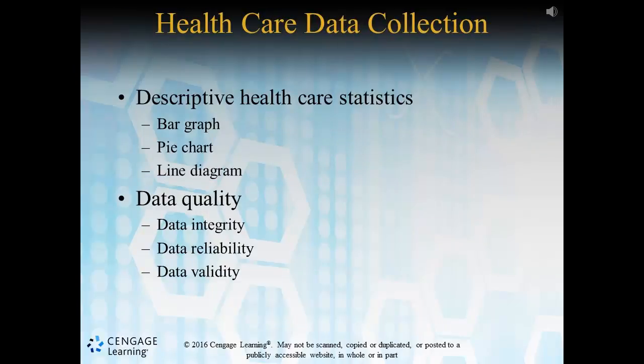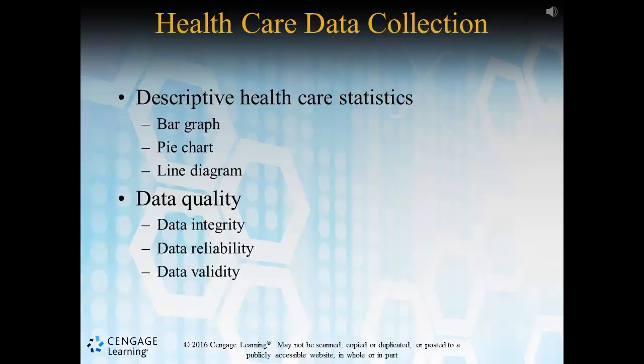Descriptive statistics in healthcare summarize a set of data using tables, charts, and graphs. It's easy to think of this as a visual representation of the story collected data is trying to tell. A sample of a bar, line, and pie graph can be found on page 272 of your course text.